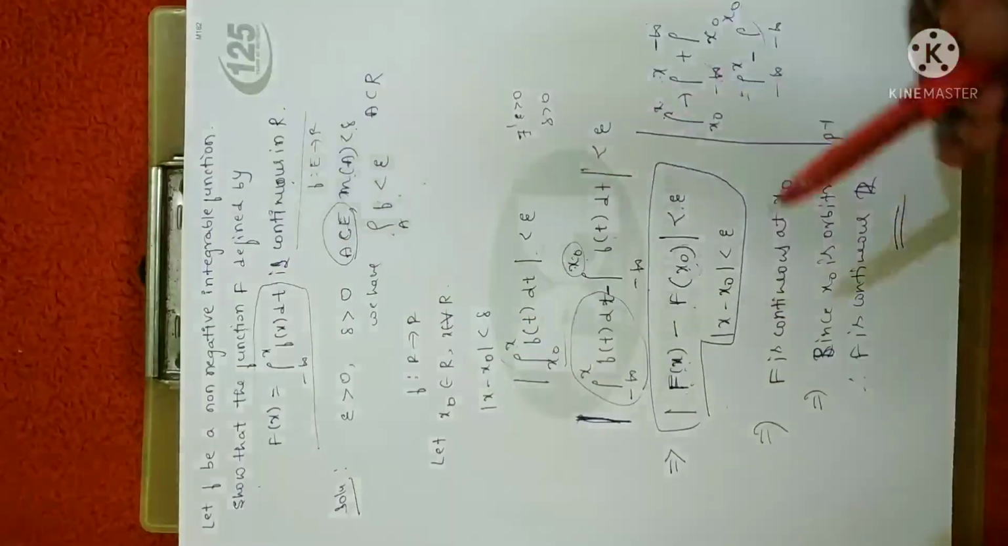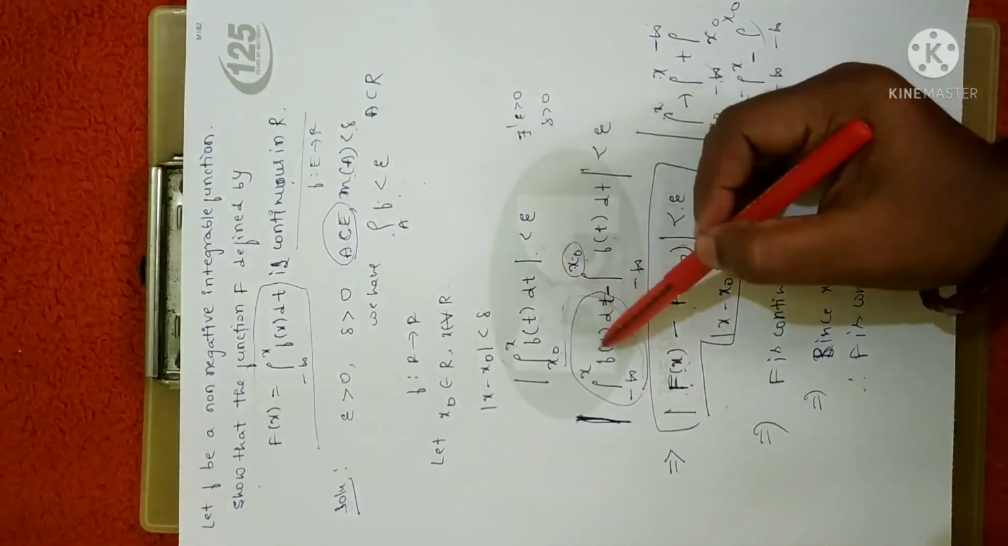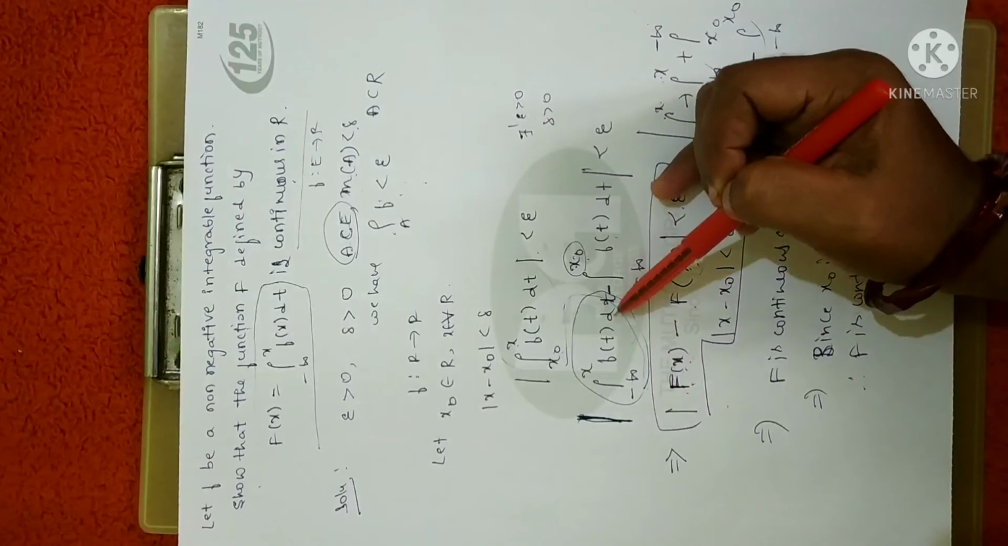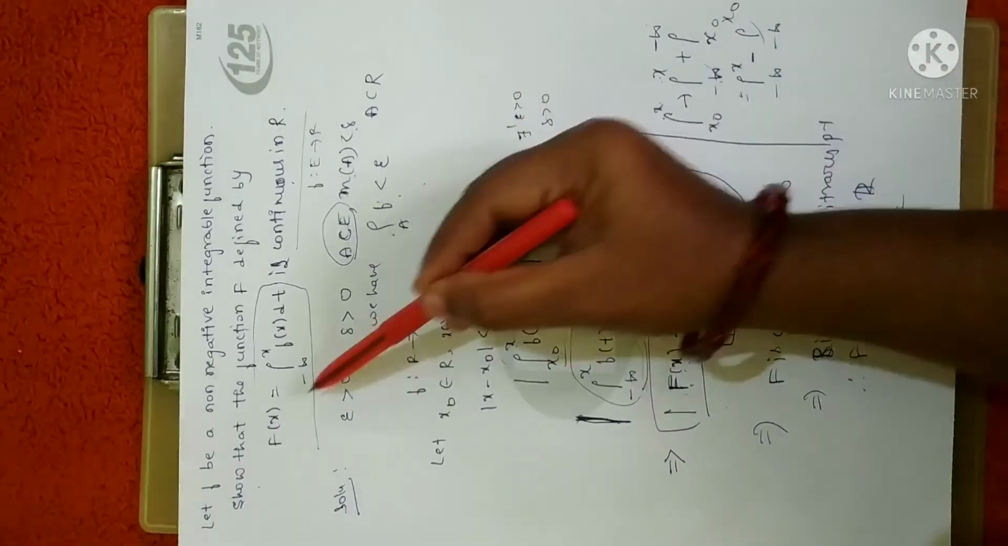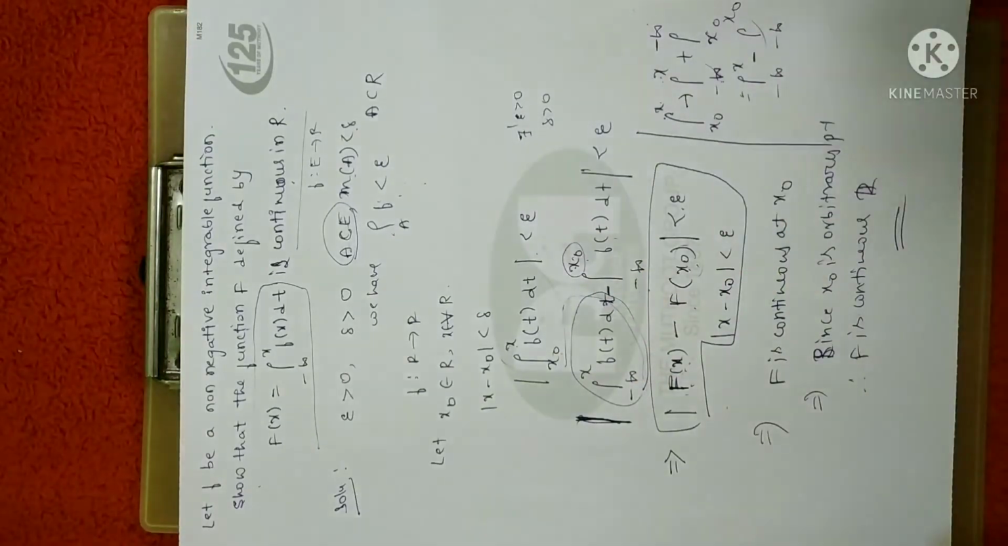This is what the value is. Why? Because it is given in the theorem itself, the integral from minus infinity to x of f of t dt. In place of x I have t only. Since t is arbitrary, we can write this term as f of x, one and the same. So we have proved that F is continuous over the real numbers R.